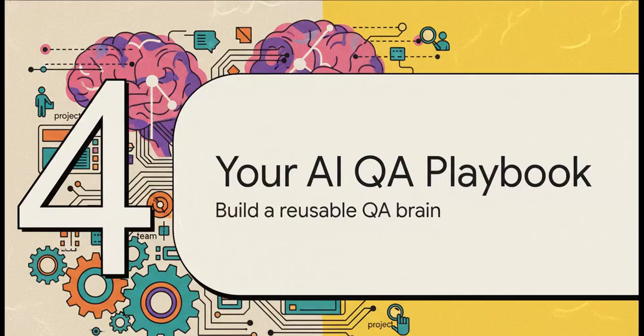So we have these powerful individual tools, right? We have prompts, RCA, user mining. The final step is to combine them all into a unified system that's tailored to your specific project. In other words, let's build your team's reusable QA brain.